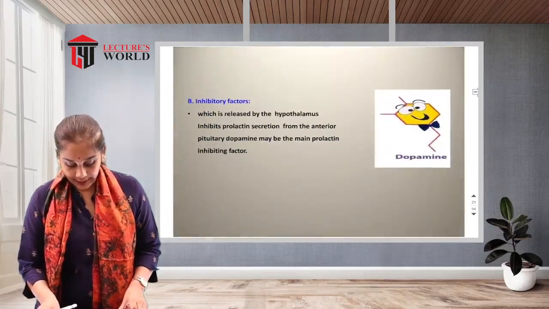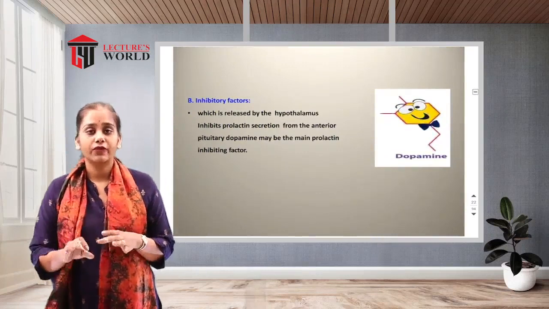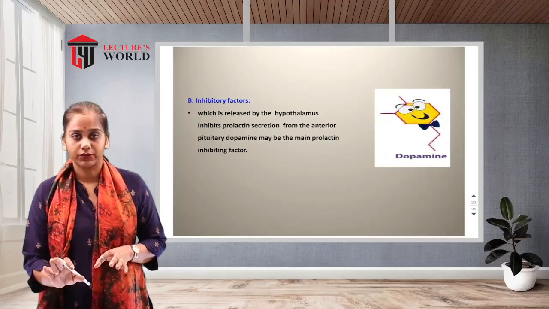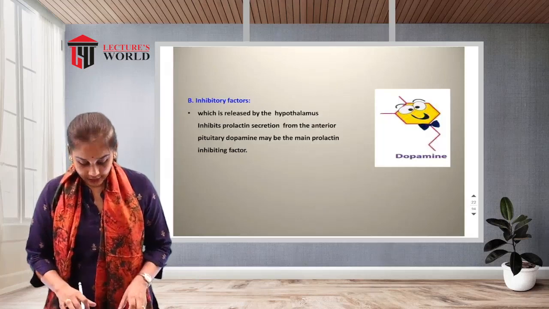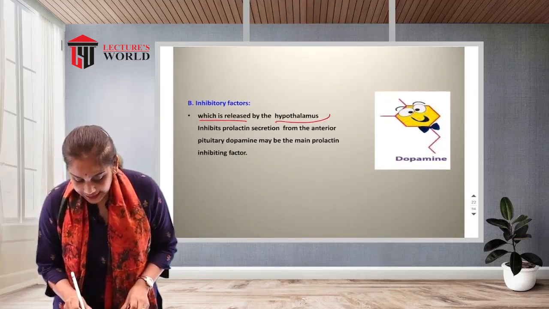The second one is the inhibiting factors. What is the meaning of inhibition? They stop the hormone from the releasing organ, which is released by the hypothalamus.